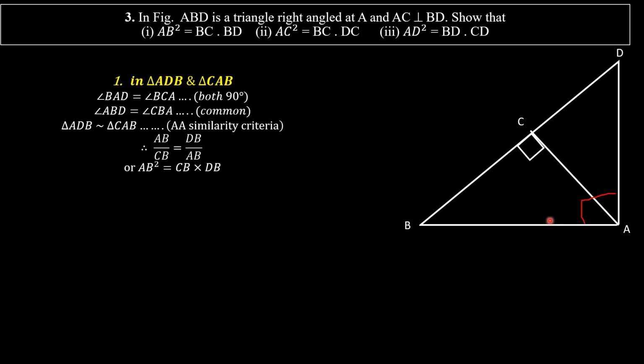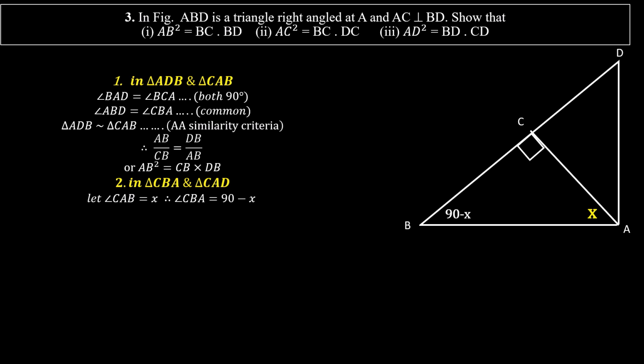Now let's move to second one. In triangle CBA and CAD, now see, in these two triangles, if we take this angle CAB as x, then this will be of 90 minus x. This is 90 degree. By angle sum property, these two angles will add up to 90 degree. One is x, second one will be 90 minus x, like this.